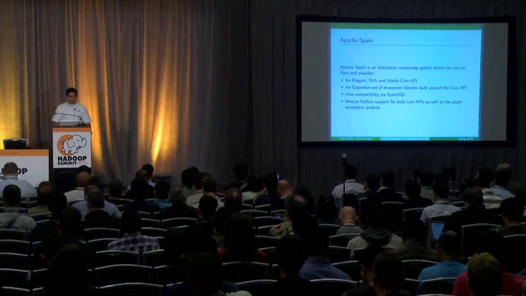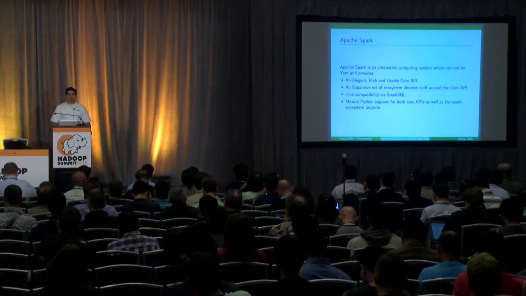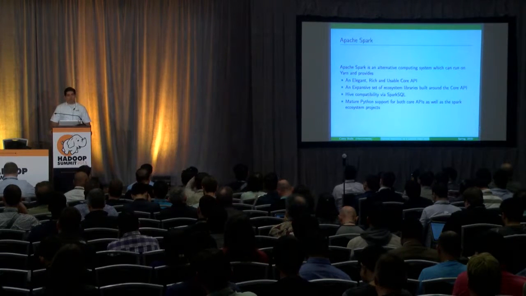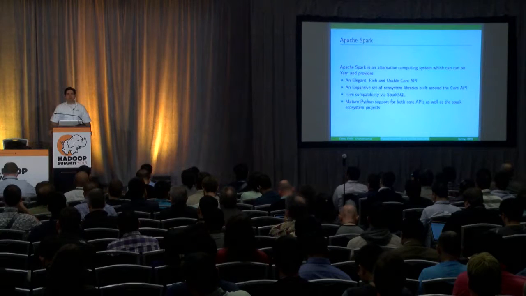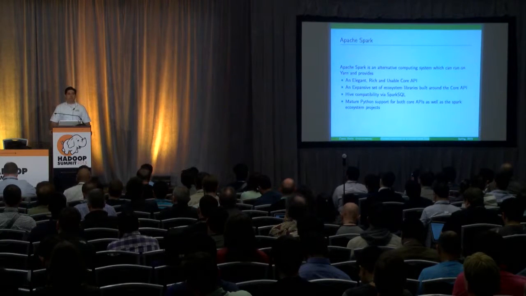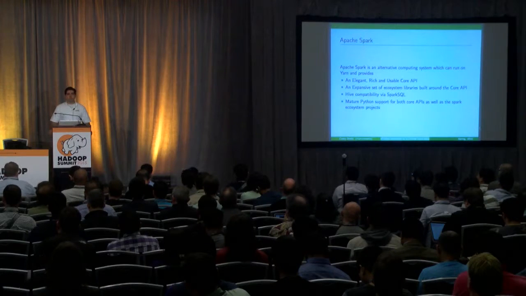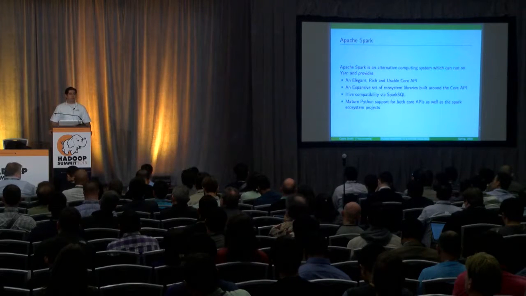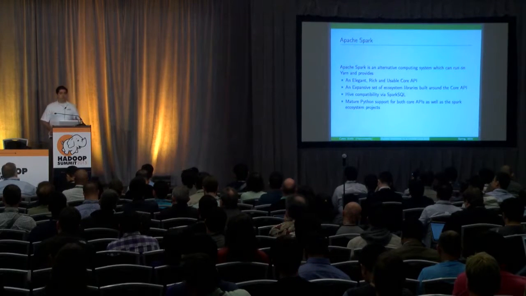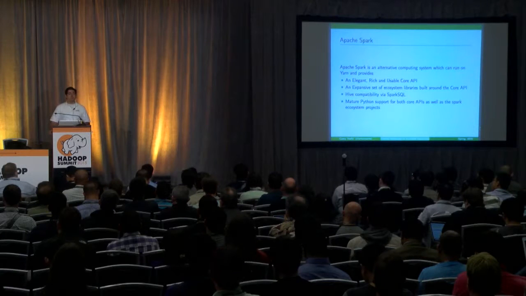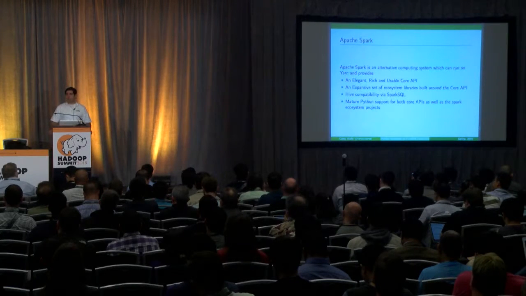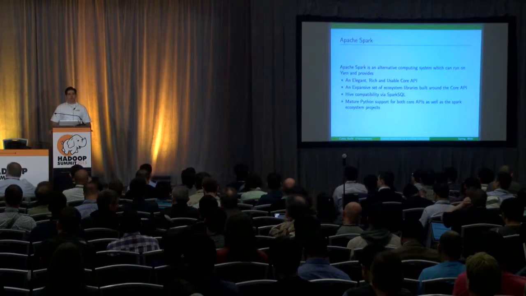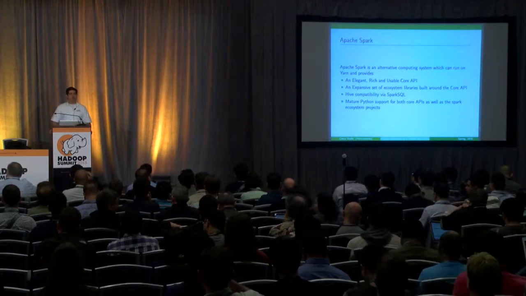Mature Python support for the core APIs, as well as the Spark ecosystem projects. It was the first one that I really saw outside of just running streaming MapReduce jobs that really supported CPython. A lot of the Python integration before was Jython, I should say. And that's great if you're comfortable writing user-defined functions in Python. But if you want to use some of the more interesting libraries out there, you couldn't do it. It was a challenge.